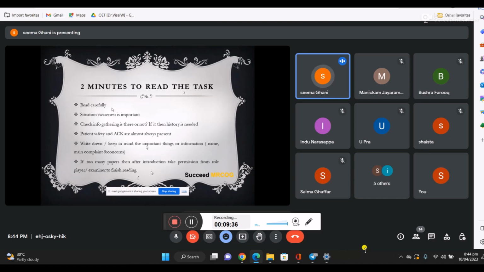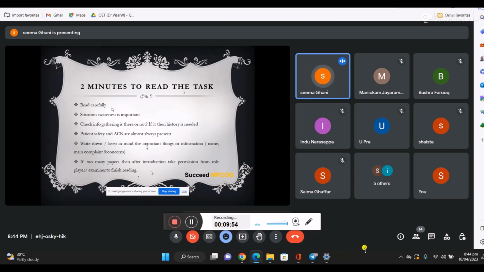And the next thing is that if too much information is given and you are unable to read all the information within 2 minutes and your time is up, you just start your next 10 minutes for the performance. So it's very important that once you enter, you don't need to panic.